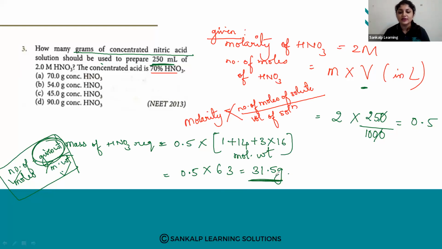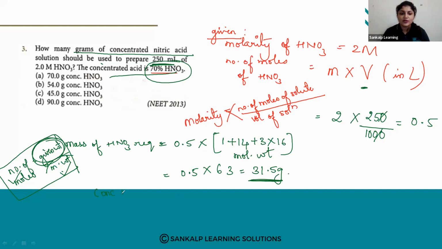So to prepare the solution of 2 molar HNO3, the mass in grams required is 31.5 grams. So for the solution to prepare, it is 31.5 grams. Now the concentrated HNO3 given is how much? It is 70%.